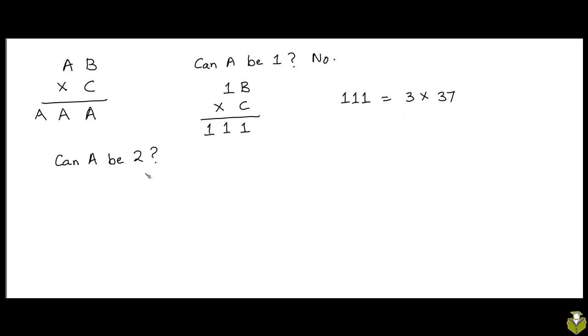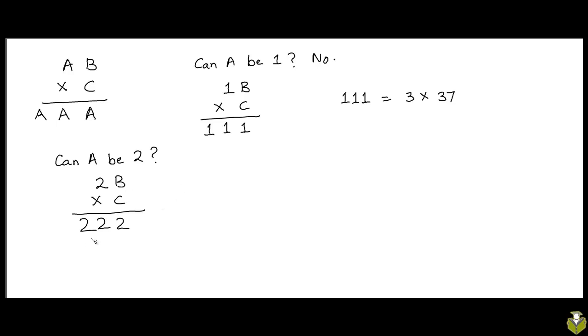Now can A be 2? Let's see what happens if we replace the letter A with 2. We get 2B times C being equal to 222. So this is the product of multiplying these two numbers.